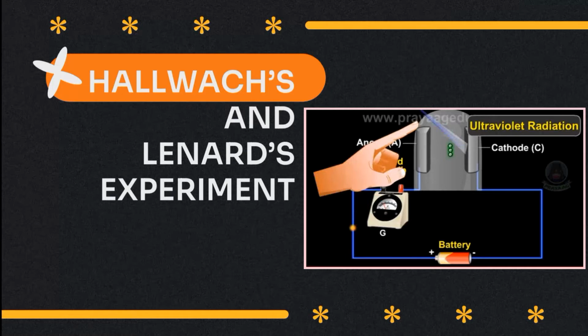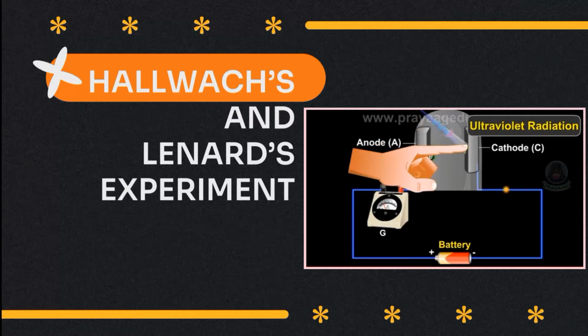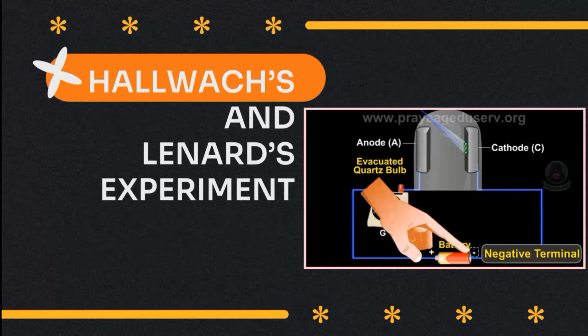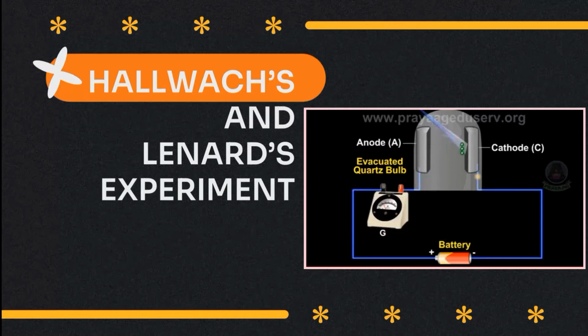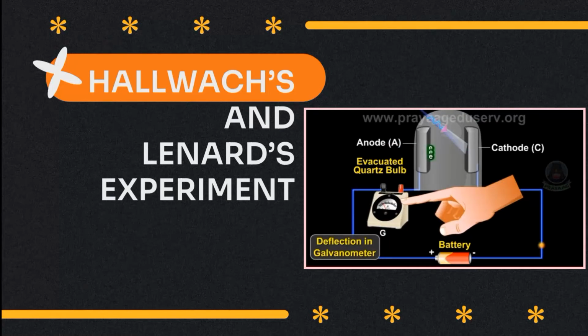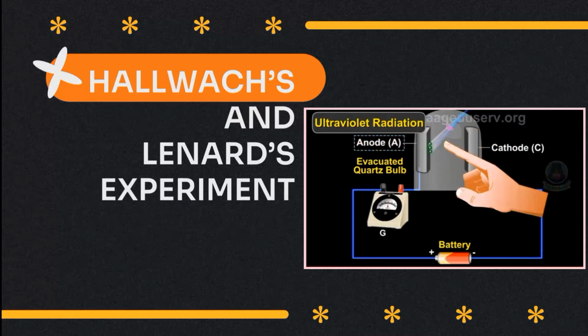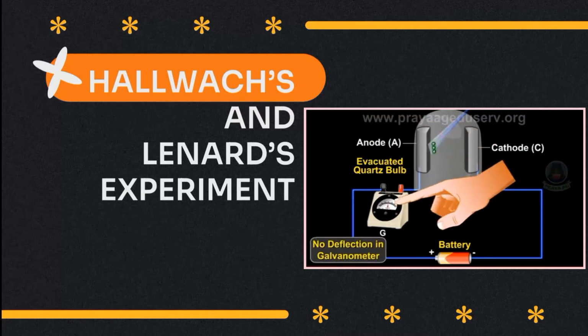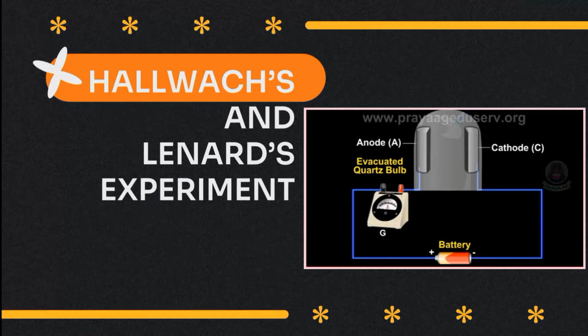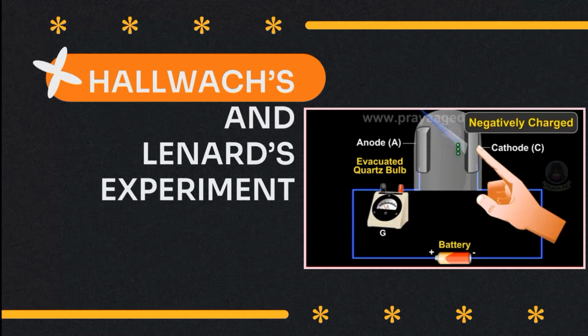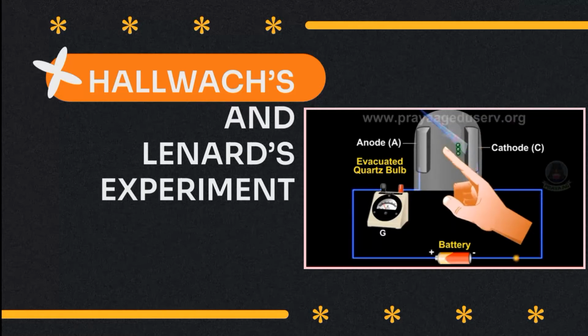Hallwachs in 1888 connected a negatively charged zinc plate to an electroscope. He observed that the zinc plate lost its charge when it was illuminated by ultraviolet light. Further, the zinc plate became positively charged. The positive charge on the positively charged zinc plate was found to be further enhanced when it was illuminated by ultraviolet light. From these observations, he concluded that negatively charged particles were emitted from the zinc plate under the action of ultraviolet light.